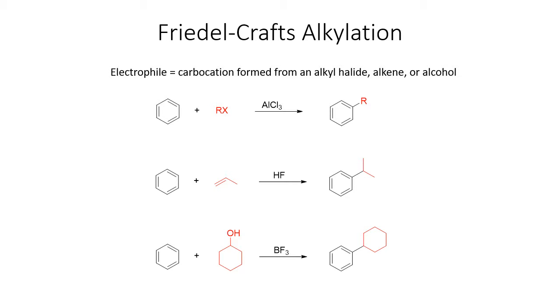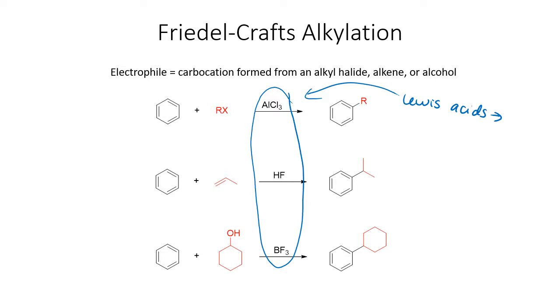Our next reaction is the Friedel-Crafts alkylation, which will install an alkyl group on a benzene ring. Now, the electrophile in this reaction is actually a carbocation that can be formed from an alkyl halide, an alkene, or an alcohol. So we can actually use a wide range of reagents to install alkyl groups on the benzene ring. Now, all of these reactions are going to be run in the presence of Lewis acids. So that's all of these reagents here. They are serving as Lewis acids that will help with carbocation formation.